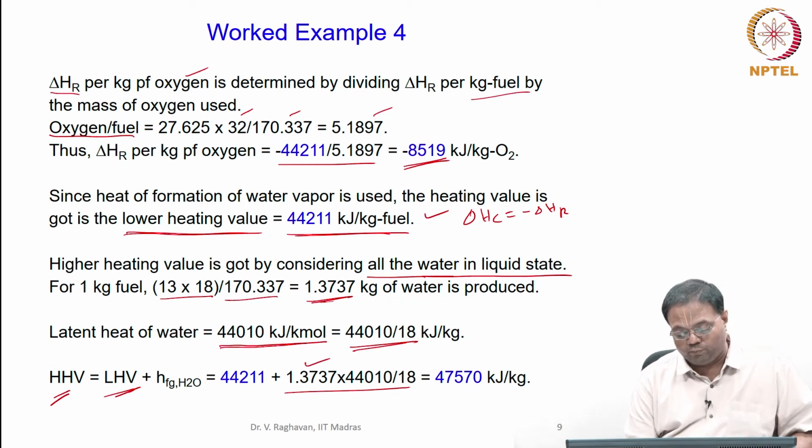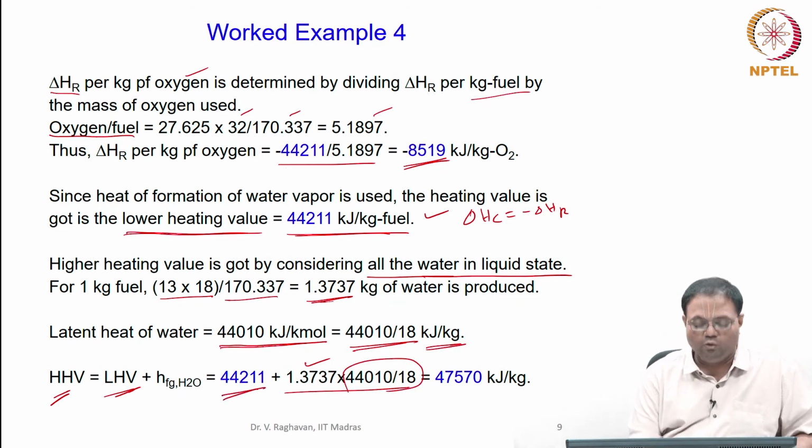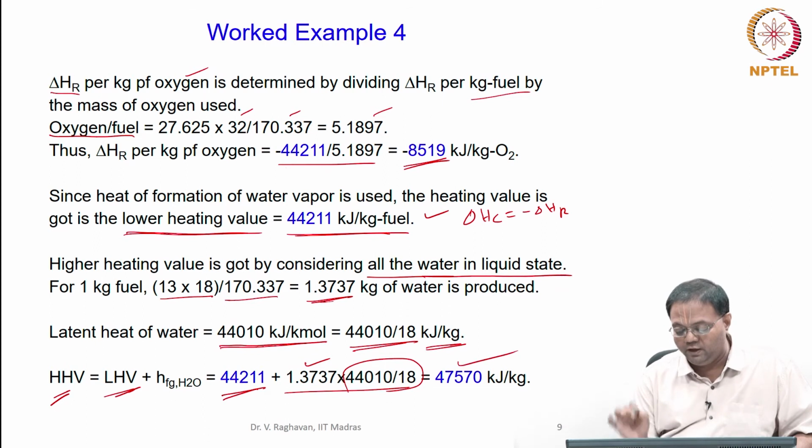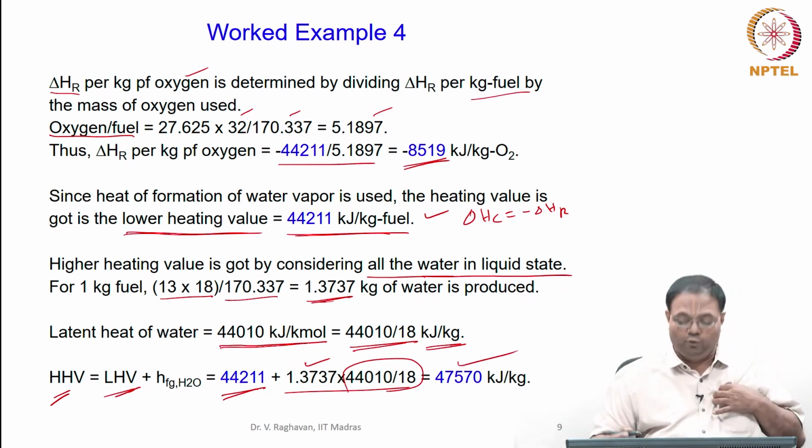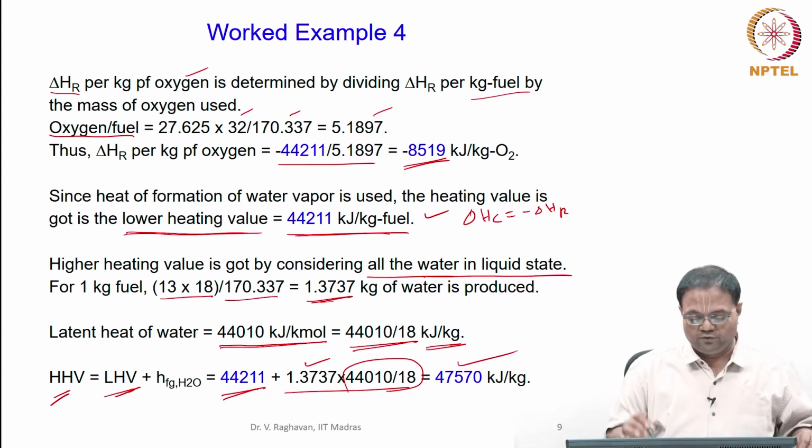1.3737 kilograms of water produced, multiplied by its latent heat in kilojoule per kilogram, will be added to the lower heating value to get the higher calorific value, or higher heating value. So, this is the way you solve this.